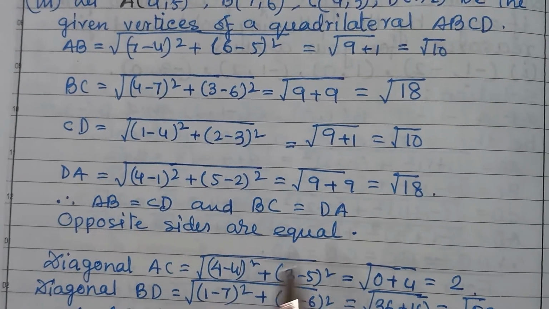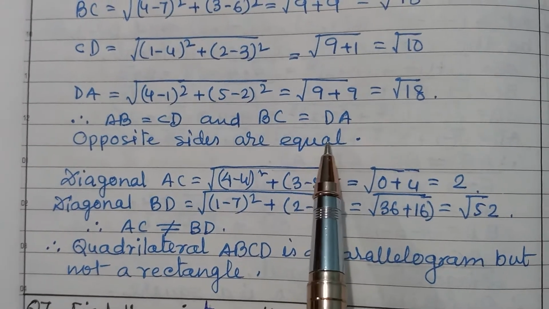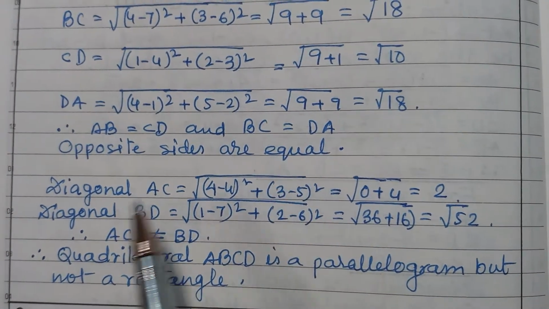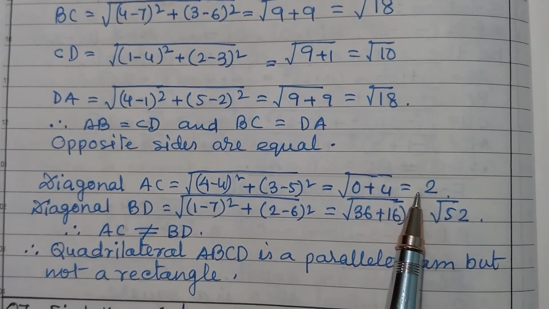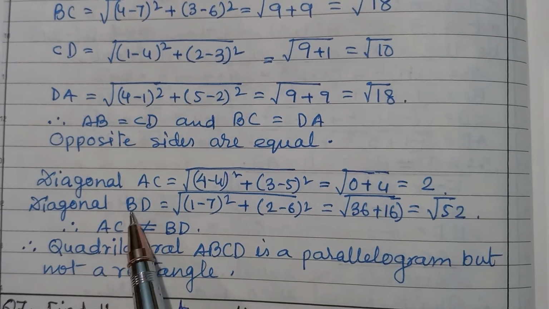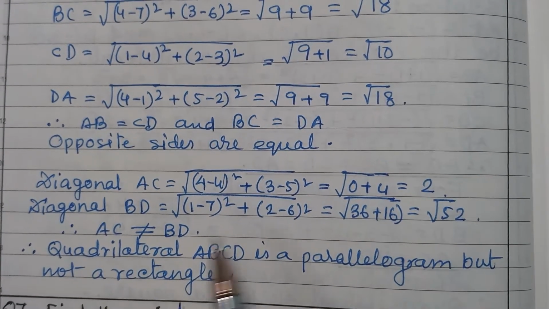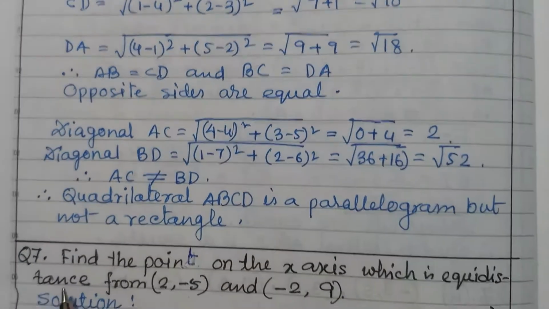Opposite sides are equal. Therefore, it may be either a rectangle or a parallelogram. Now check the diagonals. Diagonal AC is equal to root 2 and diagonal BD is equal to root 52. So the diagonals are different, so it is a parallelogram. ABCD is a parallelogram.